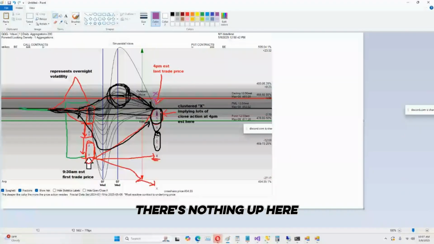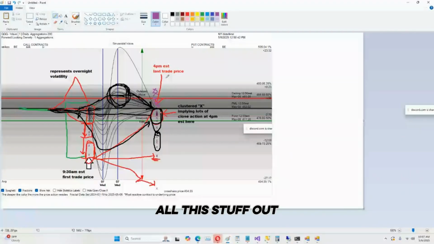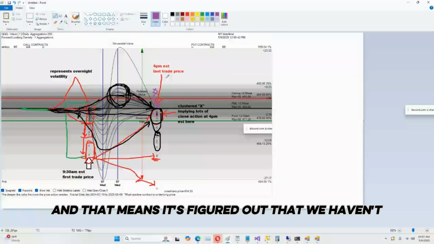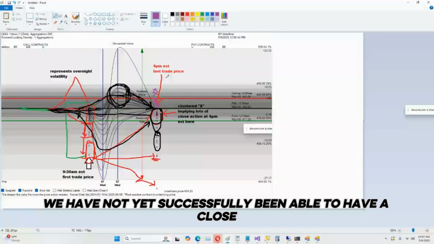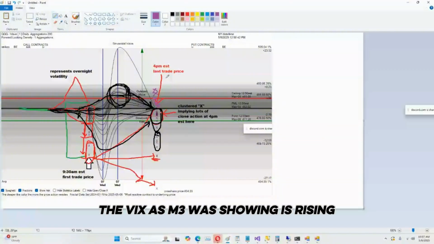There's nothing up here. That means there's a neural net and support vector machine, all this stuff, and it's figured out that under this sequence we have not yet successfully been able to have a close up above. Which is kind of interesting, because on the Wave 7 Daily, the VIX, as M3 was showing, is rising, which again argues that it's a confluence with this, that the price action is overall trying to go short.